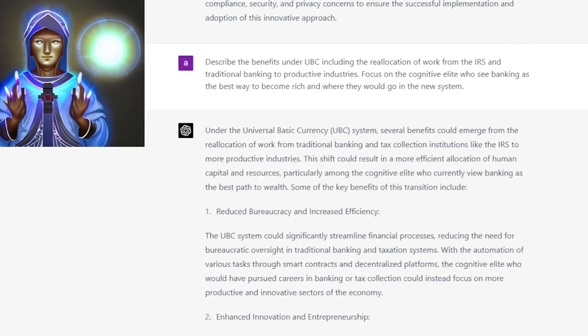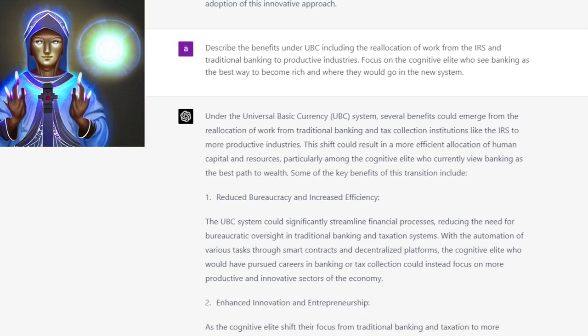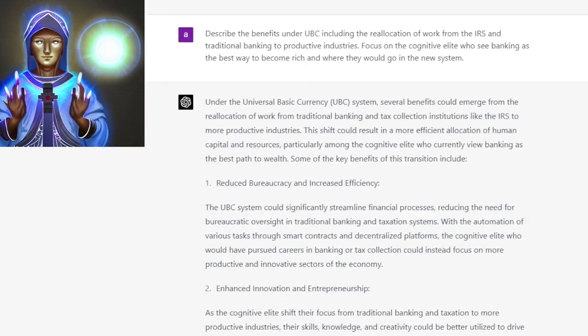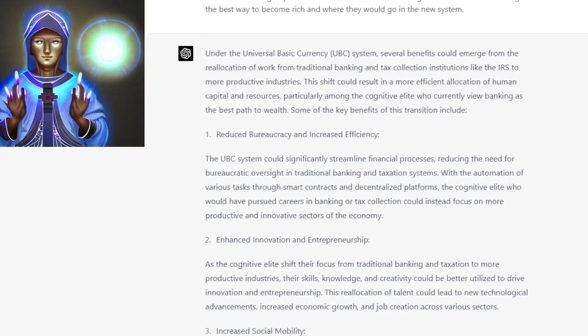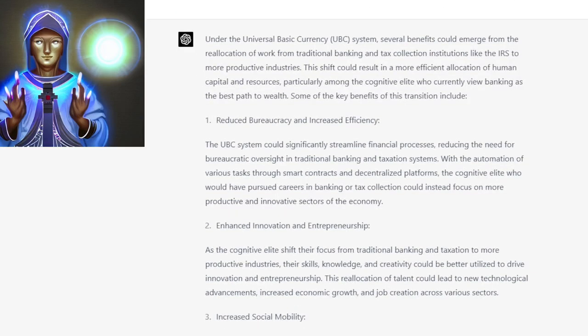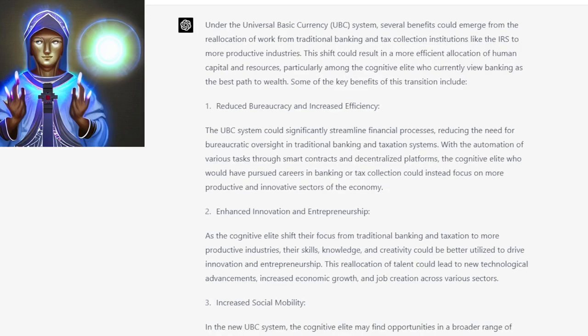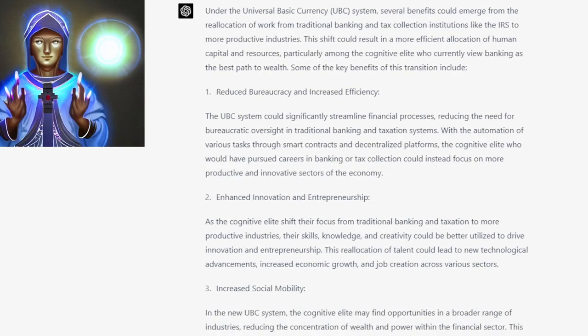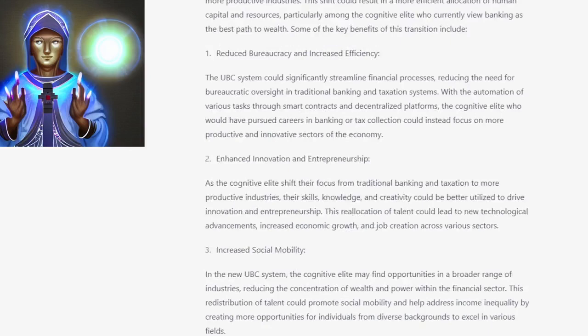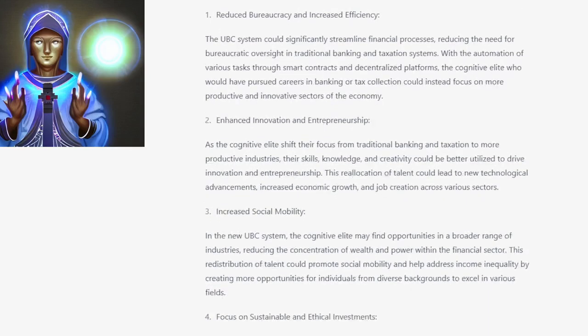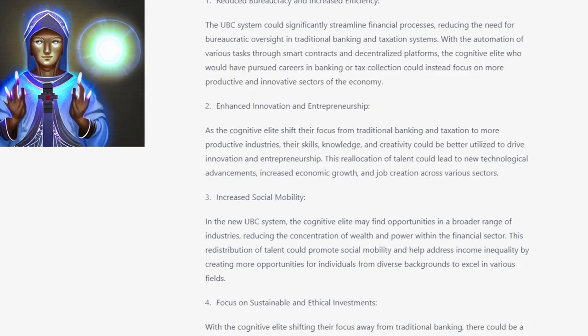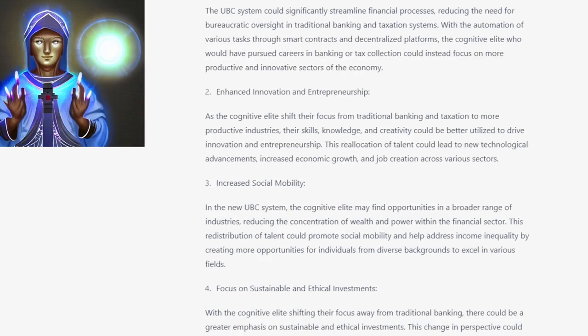Some of the key benefits of this transition include reduced bureaucracy and increased efficiency. The UBC system could significantly streamline financial processes, reducing the need for bureaucratic oversight in traditional banking and taxation systems. With the automation of various tasks through smart contracts and decentralized platforms, the cognitive elite who would have pursued careers in banking or tax collection could instead focus on more productive and innovative sectors of the economy.